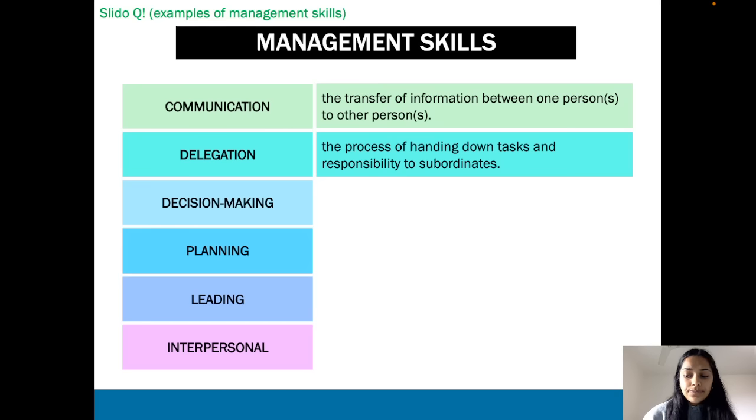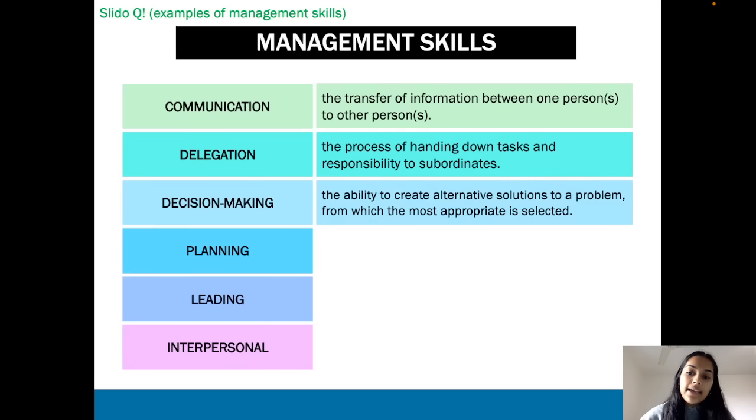Then we have delegation. This is the process of handing down tasks and responsibility to subordinates, management handing down tasks to other employees. That encompasses delegation as a management skill. And then we have decision making, which is the ability to create alternative solutions to a problem. So really understanding what the alternatives and possible solutions to a specific problem are, and then choosing the one that's the most appropriate and most effective out of all of those alternatives.